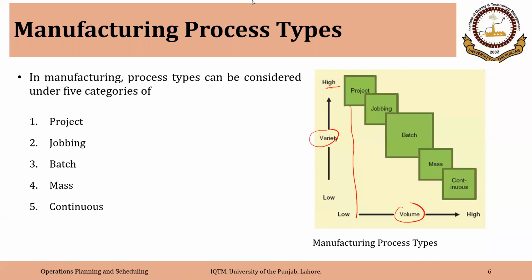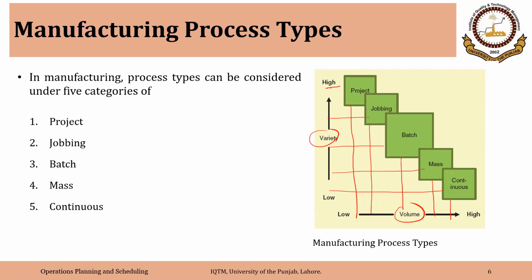Then we have jobbing processes that have relatively less variety as compared to projects and relatively high volume. The batch processes are in between, medium variety and medium volume. Mass or line processes have much bigger volume, less variety, and continuous processes have negligible variety but very high volume.